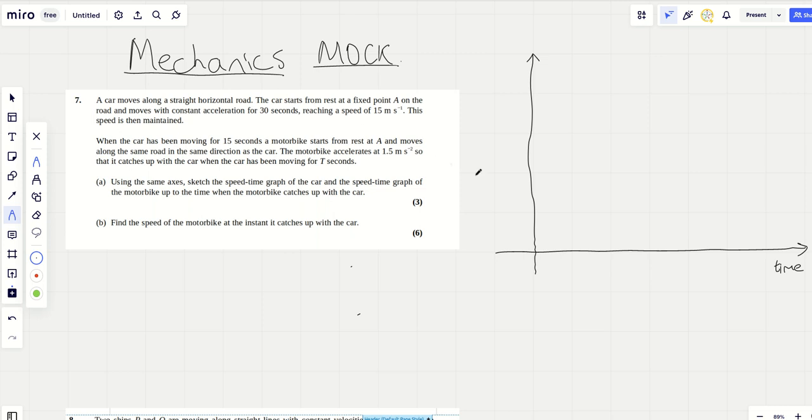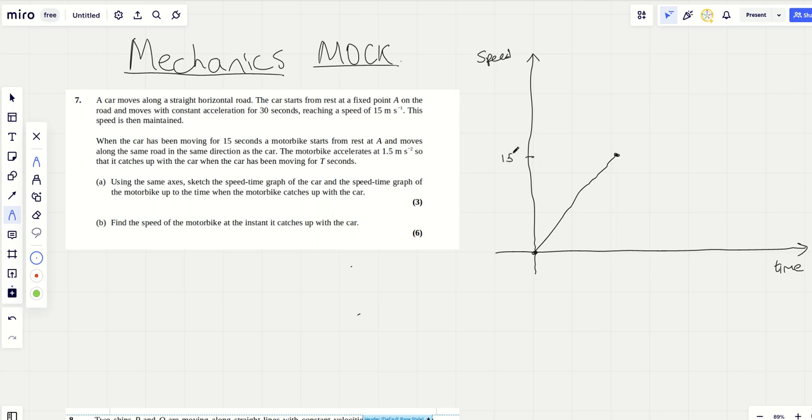We've got a car starting from rest, so it's going to start with speed 0. It's a speed time graph, so let's put speed here. And it moves with constant acceleration for 30 seconds. Actually, let's not draw it quite as steep as that. Let's draw it like this, because I think the other one goes faster than it, so I'm not going to draw it getting quite as much speed. Now, it reaches a speed of 15 meters per second.